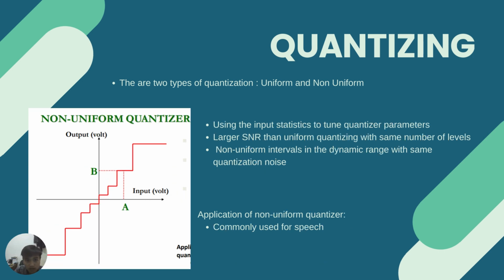And the next one is the non-uniform quantizer. As you can see here, the difference is like this. So the signal is not consistent, and the explanation is using the input statistics to tune the quantizer parameters, with a larger dynamic range than a uniform quantizer with the same number of levels, and non-uniform intervals, with the same quantization noise actually. And the application of this is commonly used for speech.